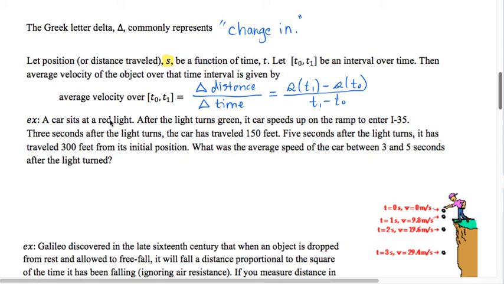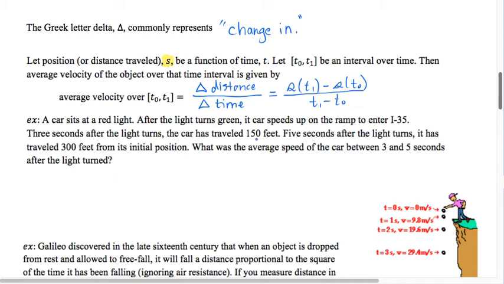Okay, for example, if a car sits at a red light and then the light turns green and the car speeds up to enter a ramp, or speeds up on the ramp to enter I-35. 3 seconds after the light turns, the car has traveled 150 feet. 5 seconds after the light turns, it has traveled 300 feet from its initial position. What was the average speed of the car between 3 and 5 seconds after the light turn?